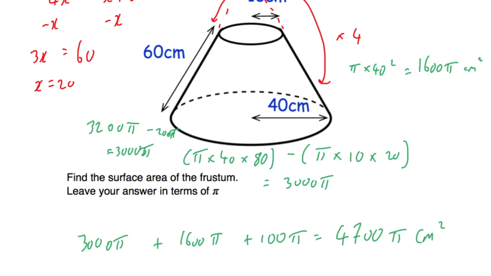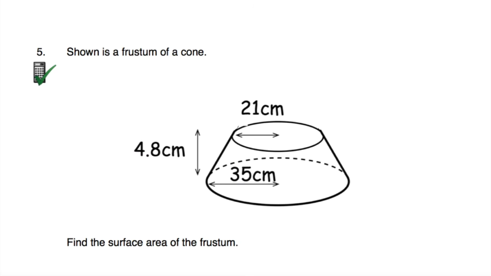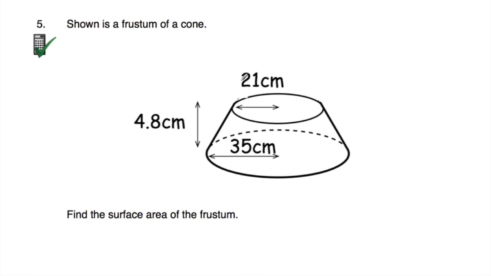Okay, let's have a look at our last question, question number 5. Question number 5 says, shown below is a frustum of a cone. So we've got this frustum of a cone, and we've got the radius of the circle at the top of the frustum, which is 21 centimeters. We've got the radius of the base of the frustum, which is 35 centimeters. And then we've got the perpendicular height. The height of the frustum is 4.8 centimeters. And we've been asked to find the surface area of this frustum.